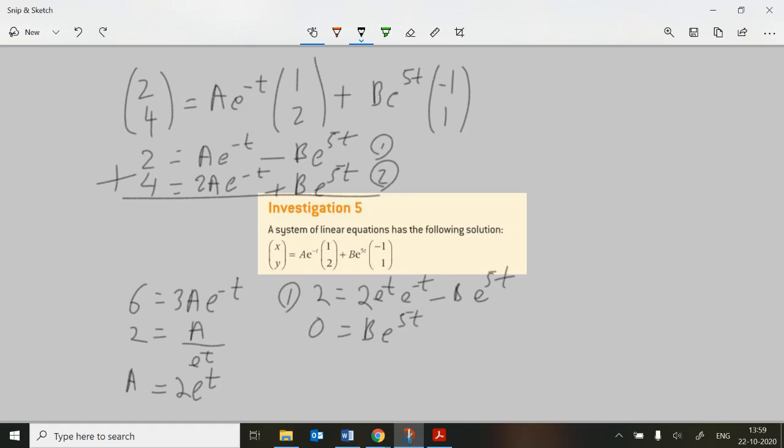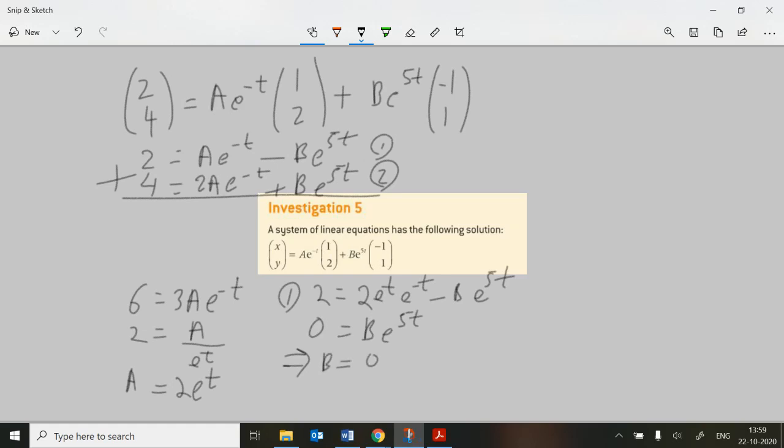And since this is never equal to 0, you know, e^(5t), exponential functions look like this. They don't ever hit the x-axis. So that means that b must be equal to 0. So we're getting out b is equal to 0 here.